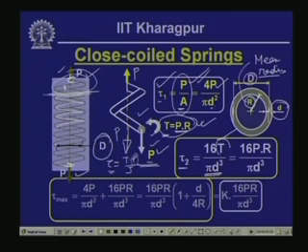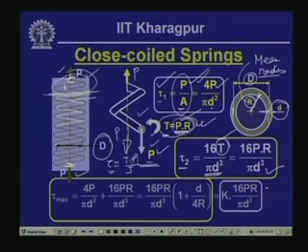The value of T, the twisting moment in this particular case, is equal to P times R, where P is the force acting through the axis of the spring, this we call the axis of the spring, and R is the mean radius of the spring coil. So, P times R is the twisting moment that will be acting in the spring wire. If we replace T by P times R, this becomes 16 P R by pi d cube.